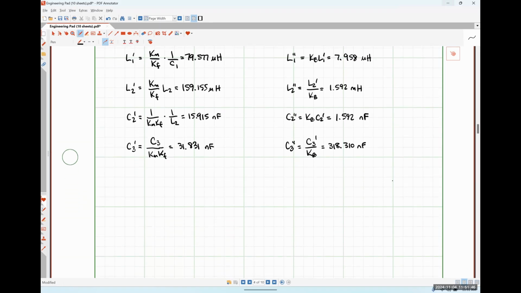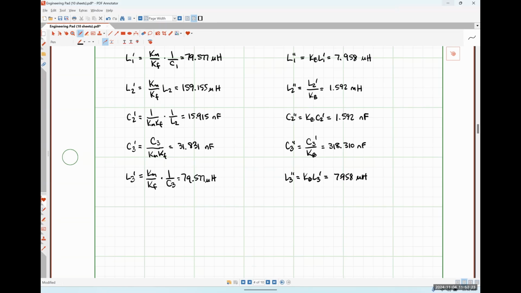Okay. And then lastly, we have our inductance L3 prime. So that's Km over Kf times 1 over C3, giving me 79.577 microhenries, excuse me. And then L3 double prime is KB times L3 prime, which is 7.958 microhenries. So there was a lot of things going on here.